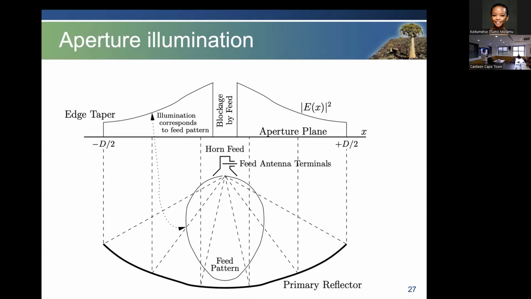But what that means is that if you take a cross section across that aperture, across the reflector, the feed will sort of have a more intense illumination of the center of the dish than the edges of the dish, because that feed will have a pattern which falls off from the axis of the feed. So you get an illumination of the dish which falls off towards the edges of the dish.